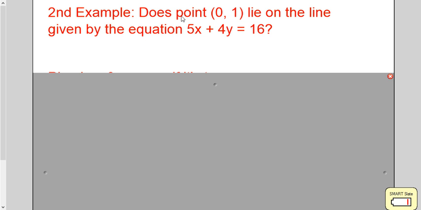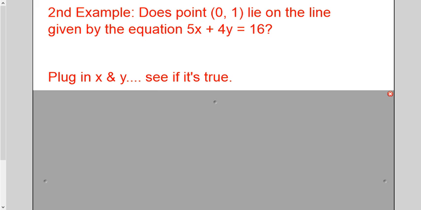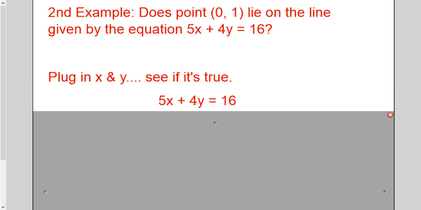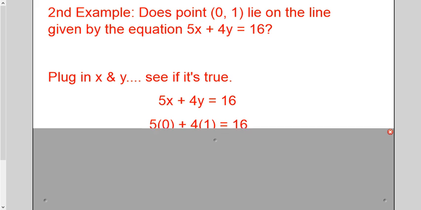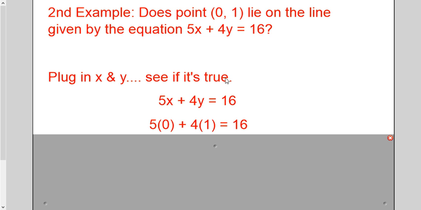So let's try this one. Second example. Does point (0, 1) lie on the line given by the equation 5x + 4y = 16? So let's see. Plug in x and y and see if it's true. My x is 0 and my y is 1. See how this one became 0 and this one became 1? What is 5 times 0 and what's 4 times 1?